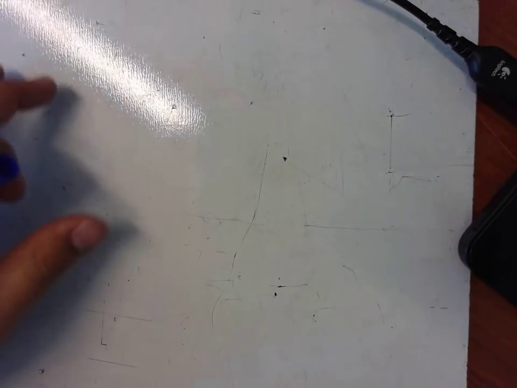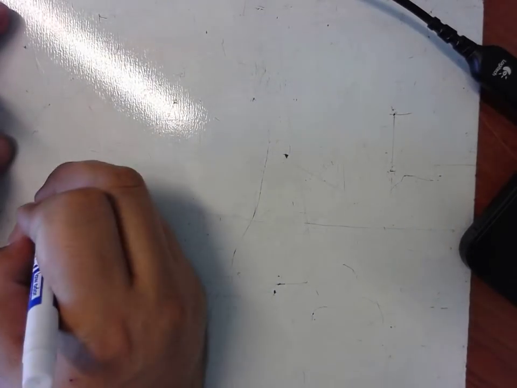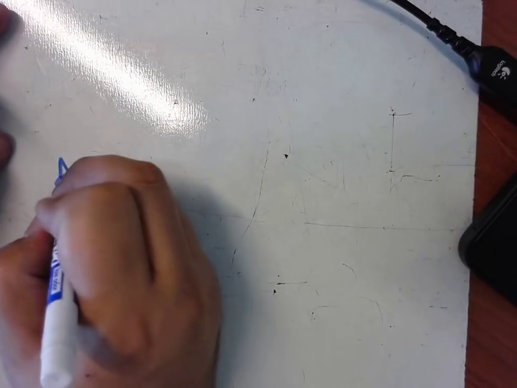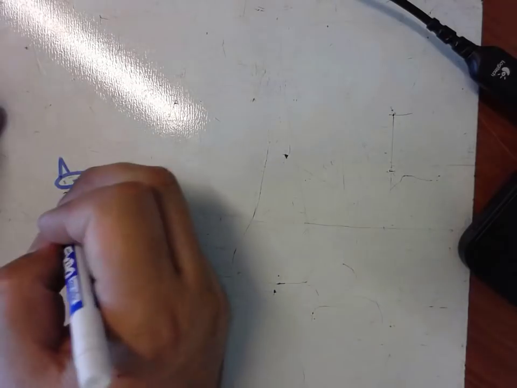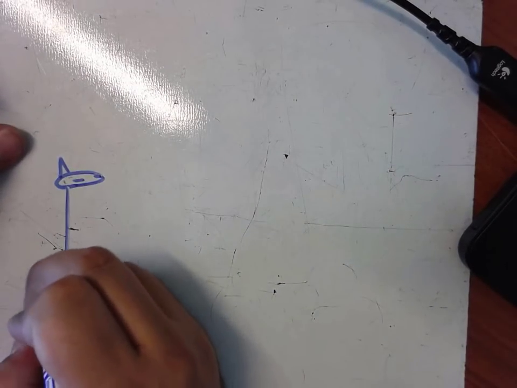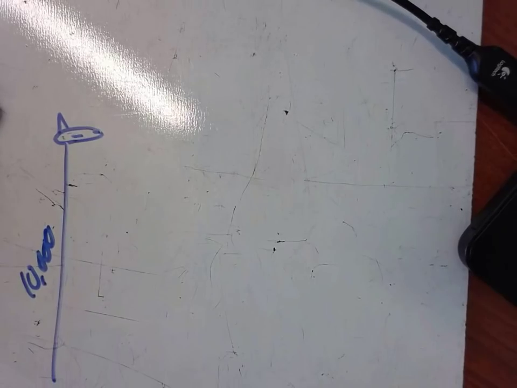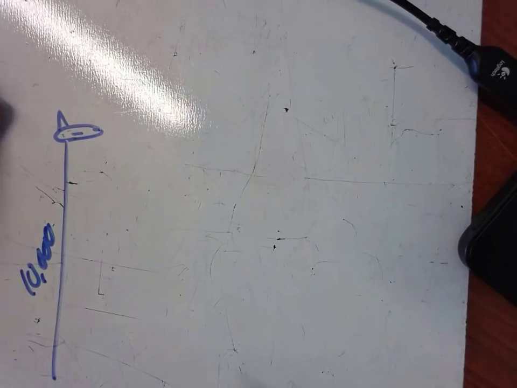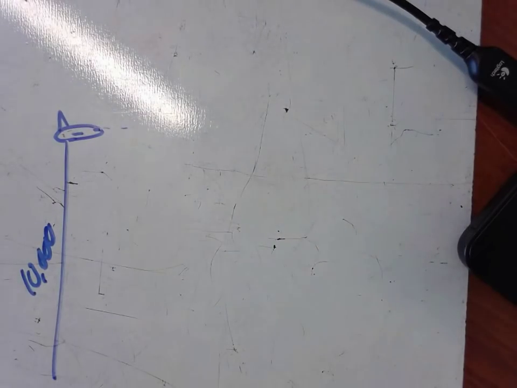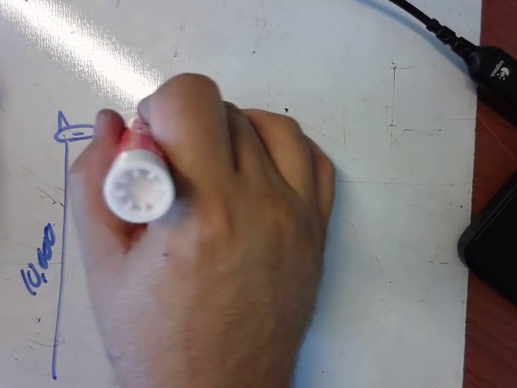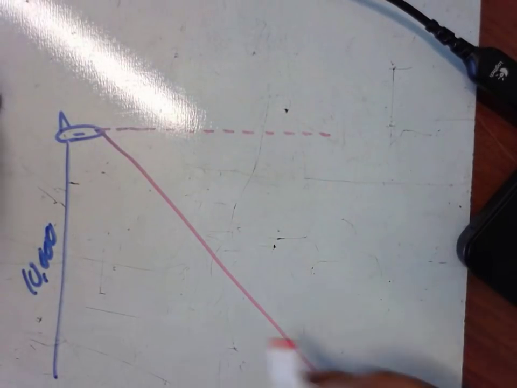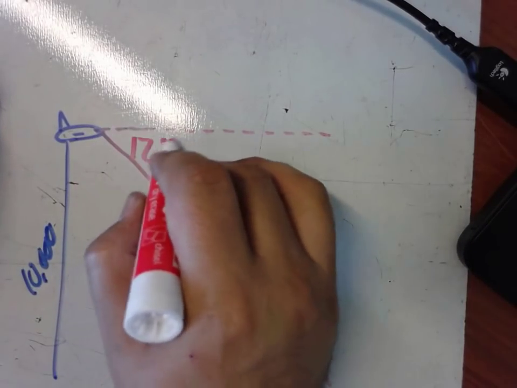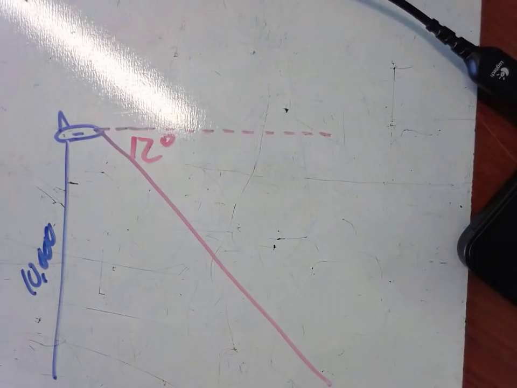15. An airline pilot is flying. Let's make my airplane. There's your airplane. It is flying at 10,000 feet. The pilot sees the airport at an angle of depression. Let's do this in a different color. Angle of depression. You find your horizontal line of sight. Angle of depression. He's looking at his airport. This is 12 degrees. To the nearest foot, how far is the pilot from the airport?